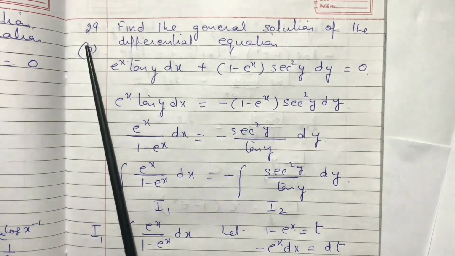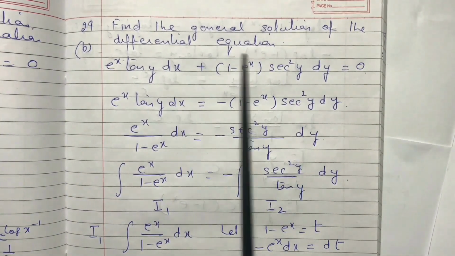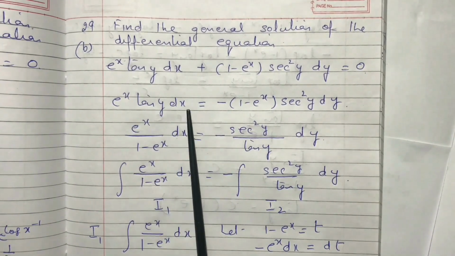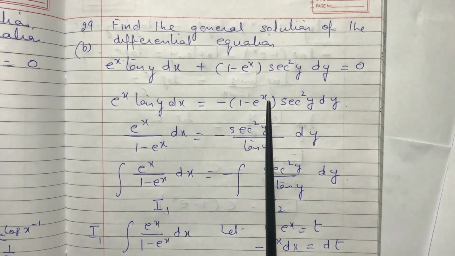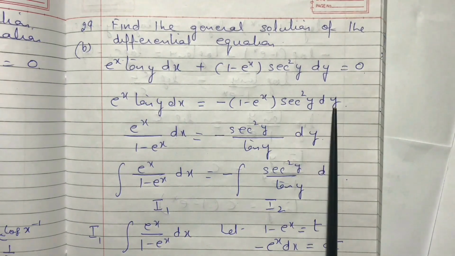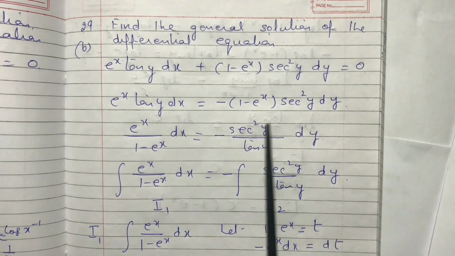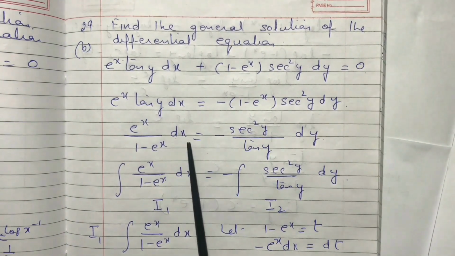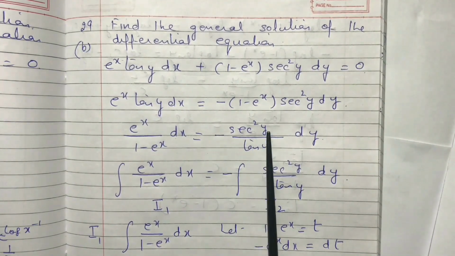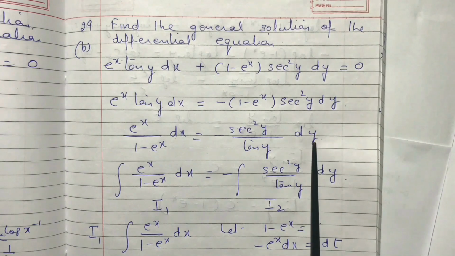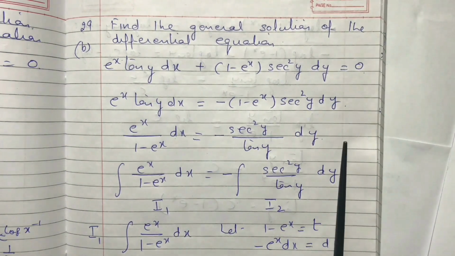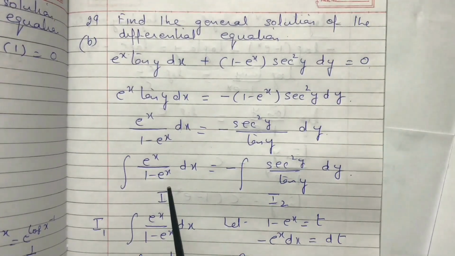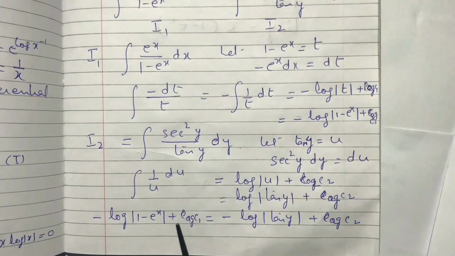Now 29th question. Find the general solution of the differential equation this. Now e raised to power x tan y dx is equal to minus 1 minus e raised to power x sec square y dy. Now separate the variables. Now it is e raised to power x upon 1 minus e raised to power x dx is equal to minus sec square y upon tan y dy. So either x came, either y came. So integrating both sides. Now let this be I1, let this be I2.